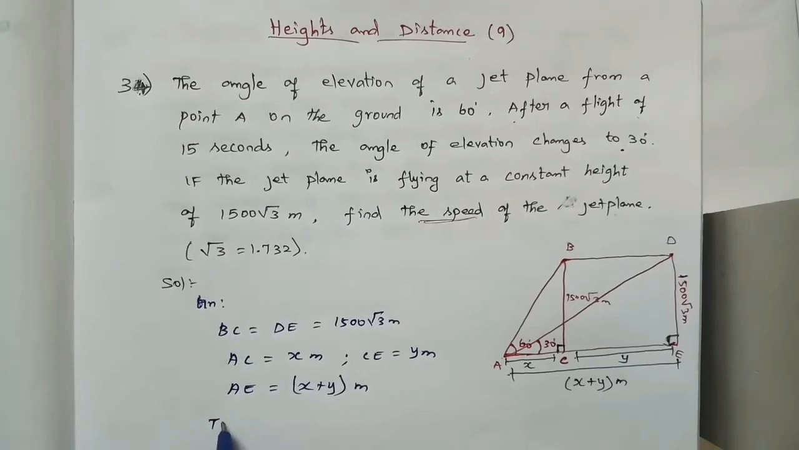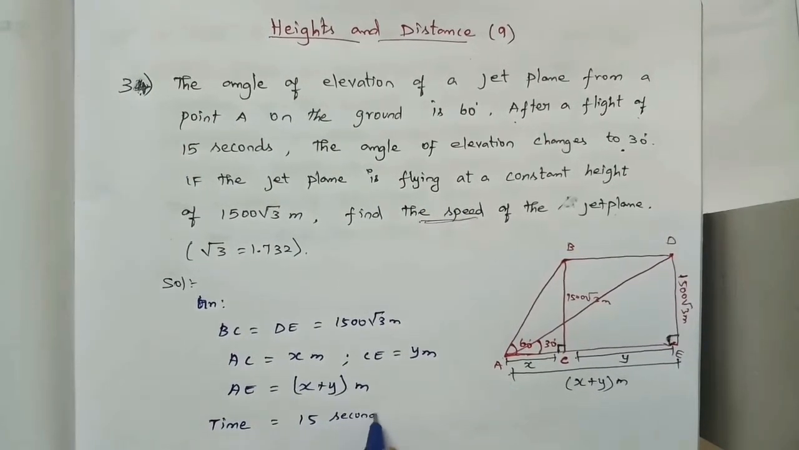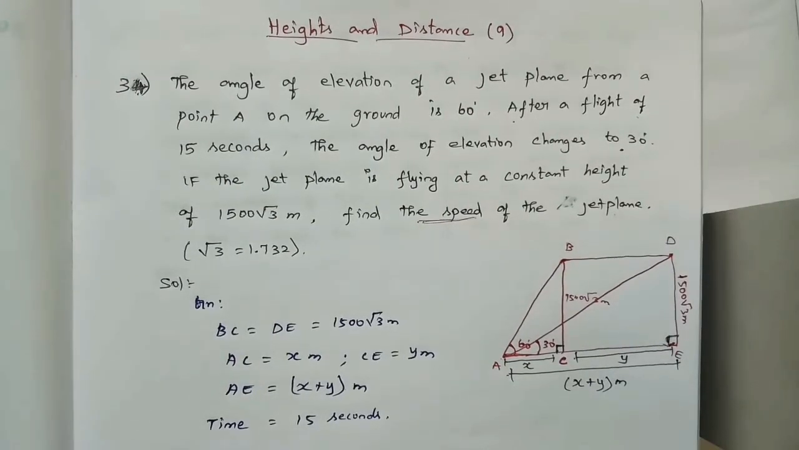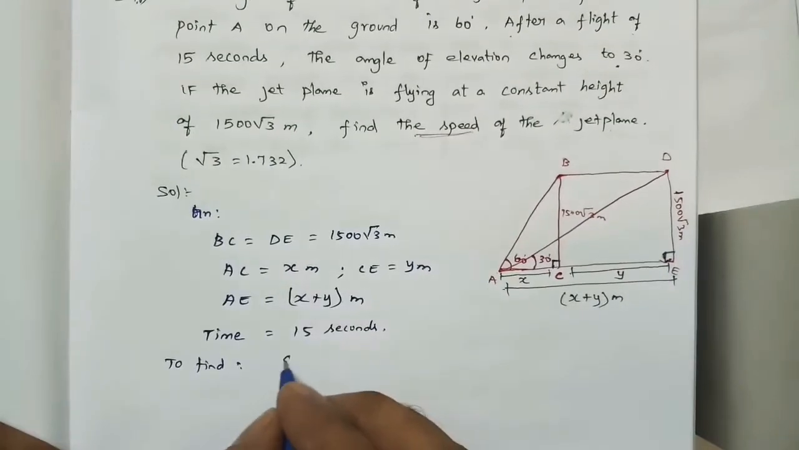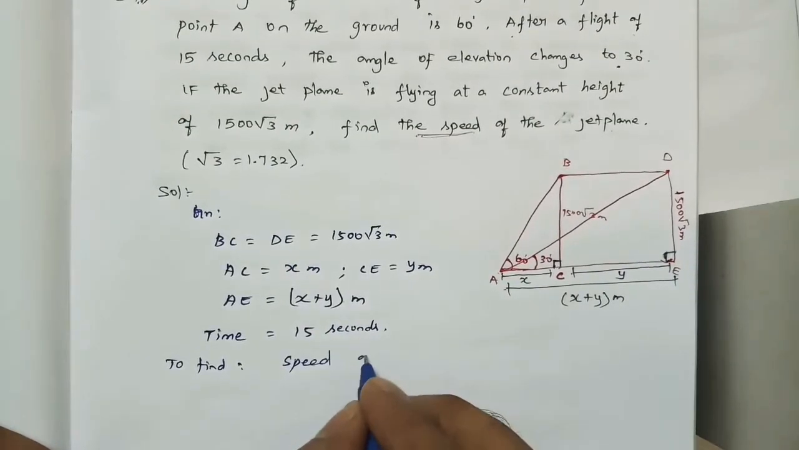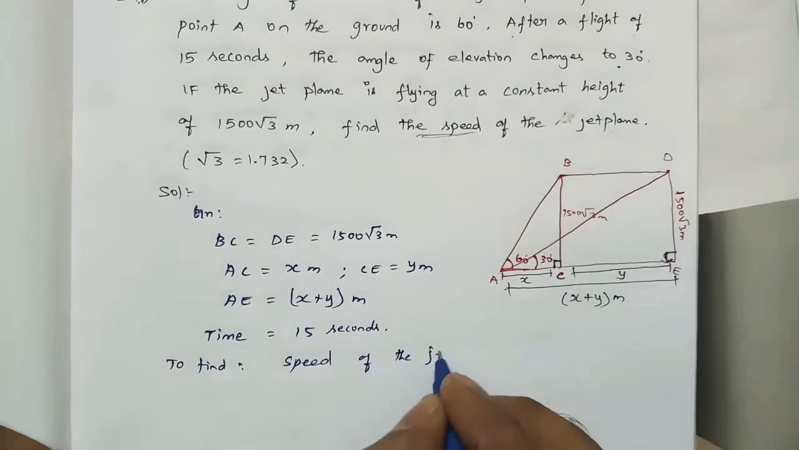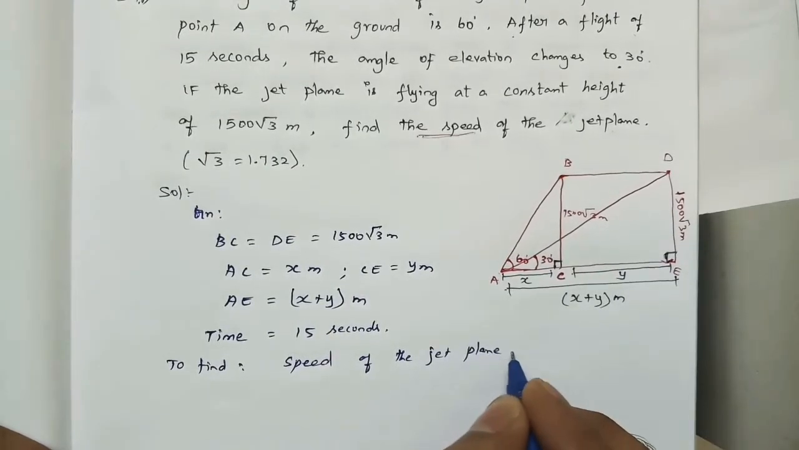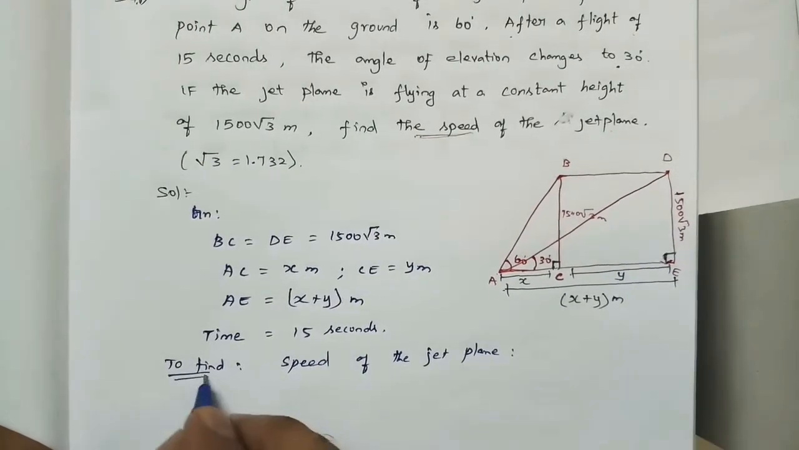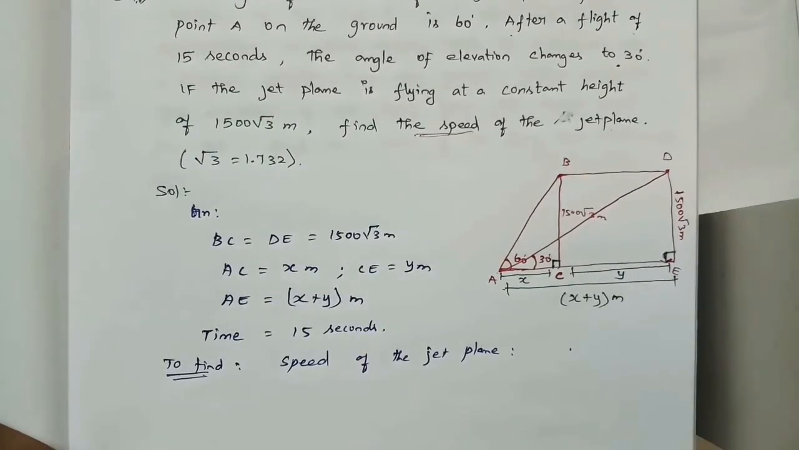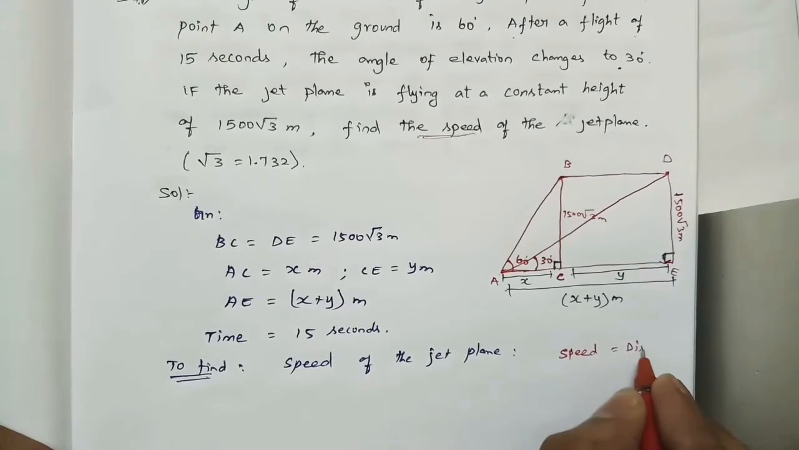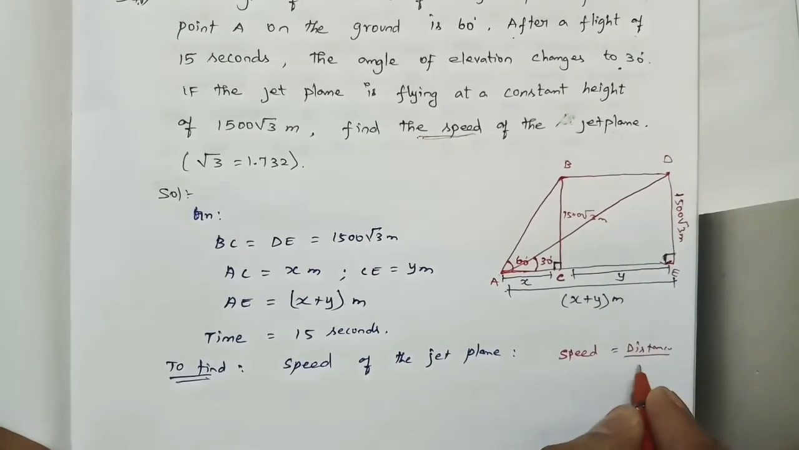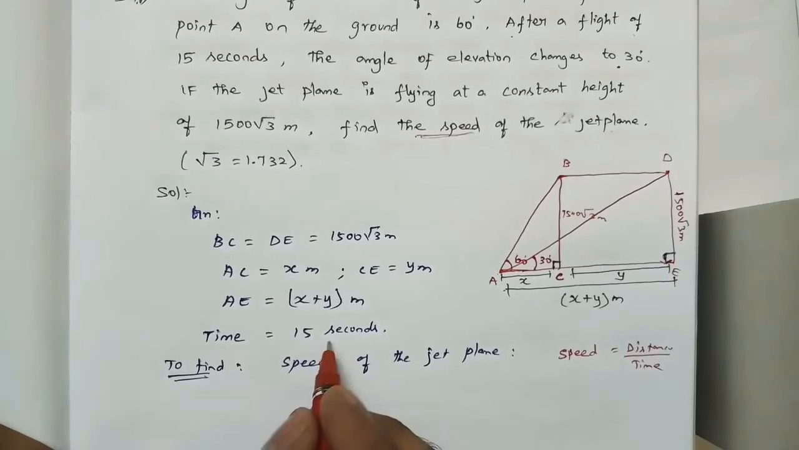Next, one more thing they have given: the time is equal to 15 seconds. Now what we want to find? To find is the speed of the jet plane. How do we find it? Speed is equal to distance divided by time. We know that time is equal to 15 seconds.